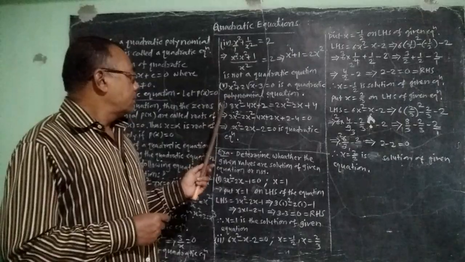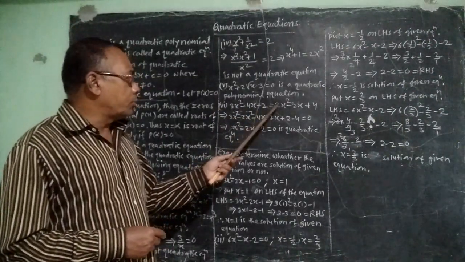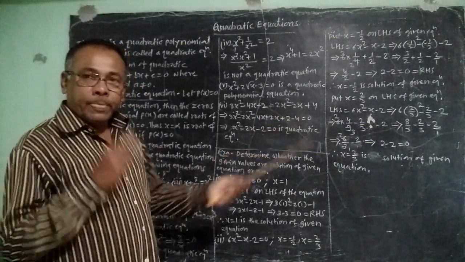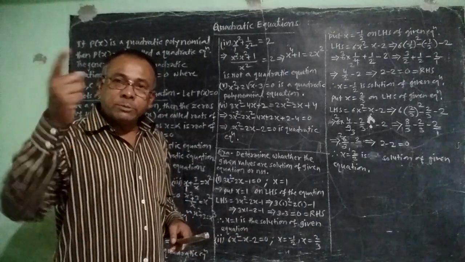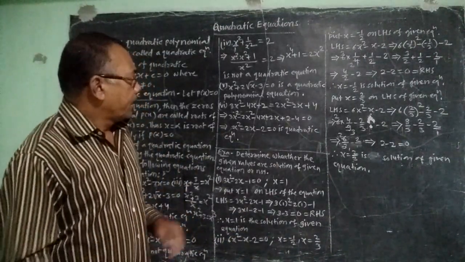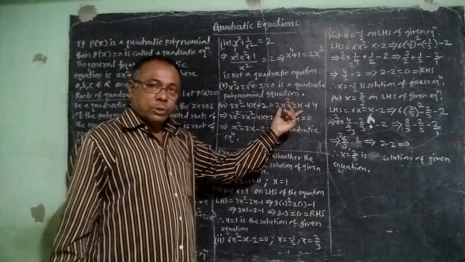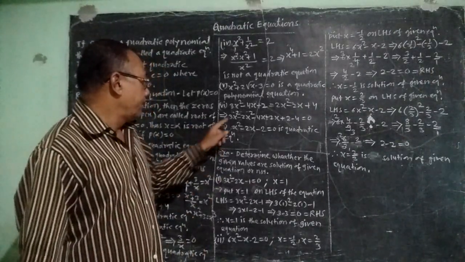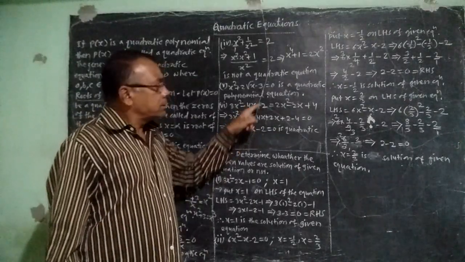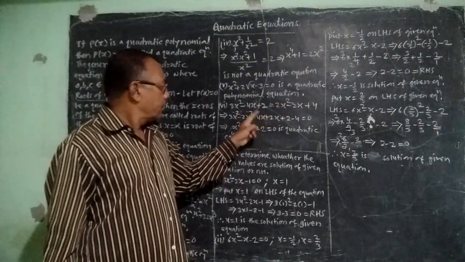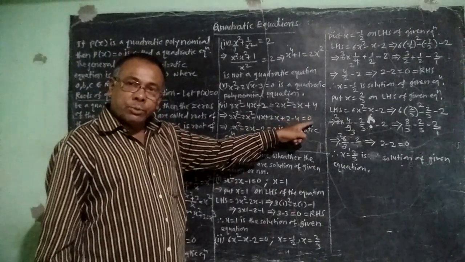And now here in the sixth equation, 3x square minus 4x plus 2 is equal to 2x square minus 2x plus 4. We know that in a quadratic equation, RHS must be 0. So here we have to transform all the terms at RHS to LHS. Then we will get 3x square minus 2x square minus 4x plus 2x plus 2 and plus 4 will become minus 4 is equal to 0.